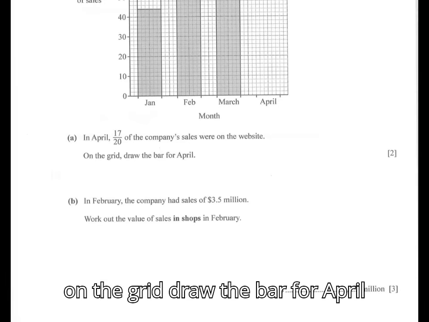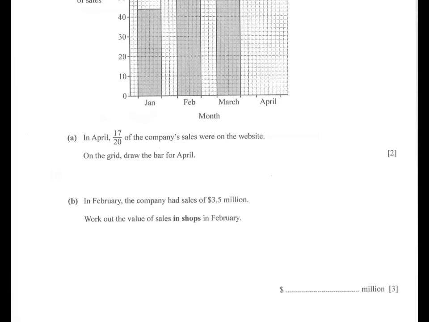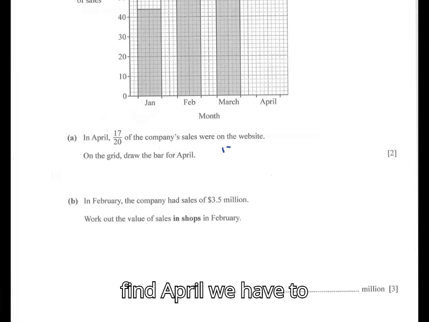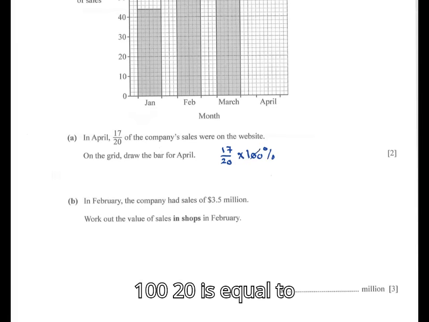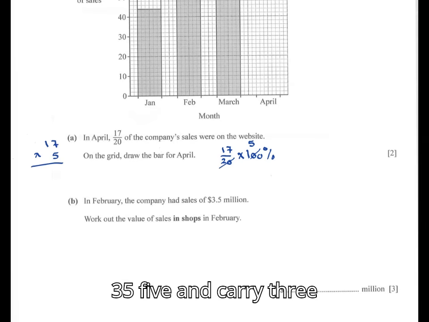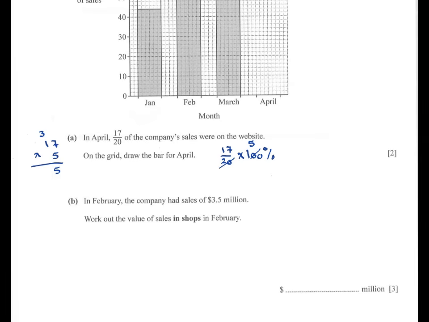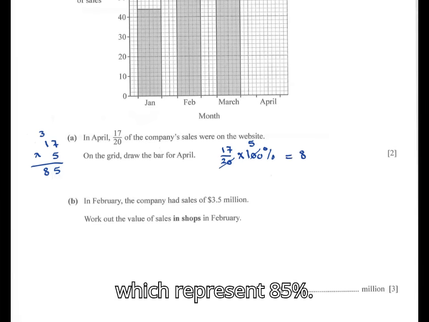The first question. In April, 17 over 20 of the company's sales were on the website. On the grid, draw the bar for April. To find April, we have to multiply 17 over 20 times 100%. 100 divided by 20 is equal to 5. 17 times 5. 5 times 7 equals 35. 5 and carry 3. 5 times 1 equals 5 plus 3 equals 8, which represents 85%.